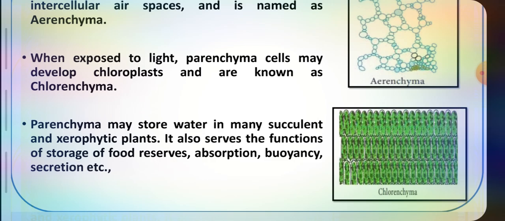These chloroplasts are very useful for photosynthesis, in the manufacture of carbohydrates. So parenchyma cells which contain chloroplasts are called chlorenchyma. Even this parenchyma stores water in many succulents. Succulents means fleshy plants. Succulent means fleshy.